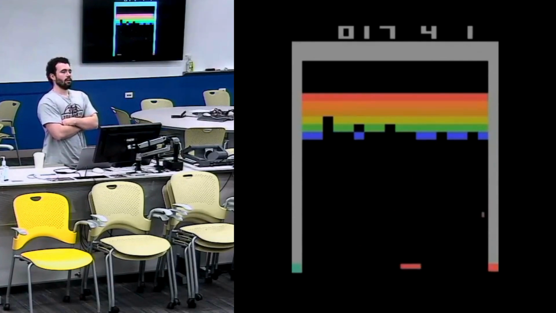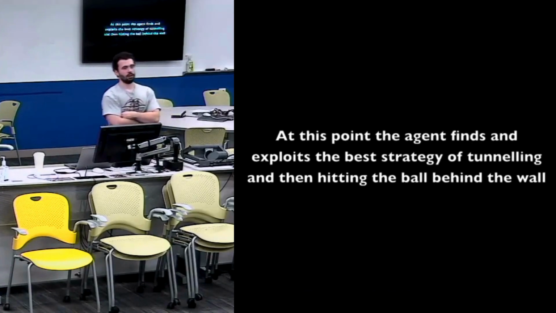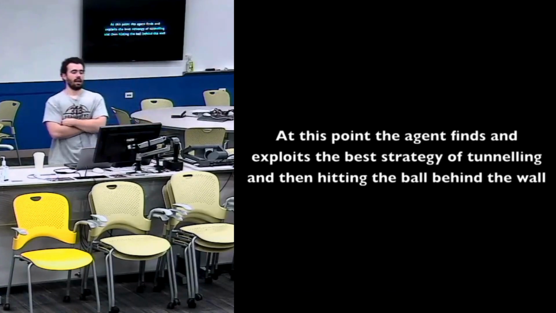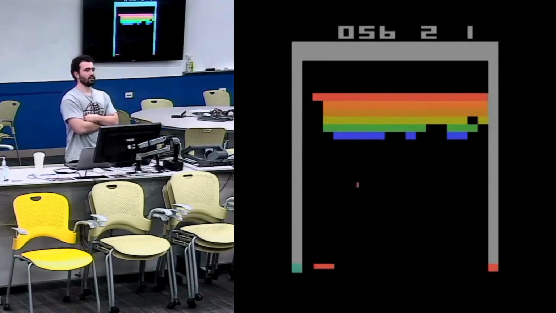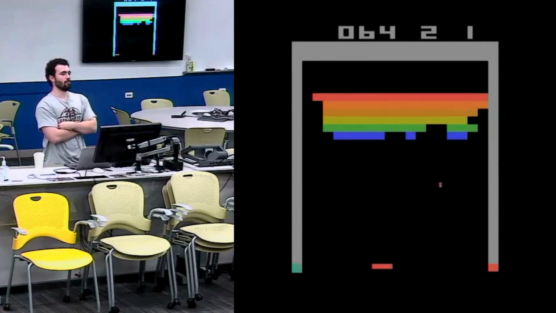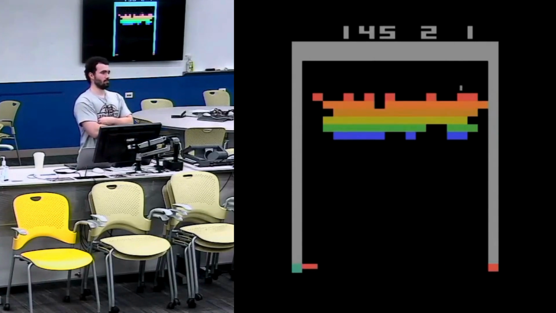All right. So if anyone's actually played this game, you know that there's a really cool strategy to get a really high score. So this is where the agent actually learns that strategy, which is that if you tunnel through the left, you can actually get the ball stuck up there and then get all the points for the entire game. And so the agent actually discovered that strategy just by playing.